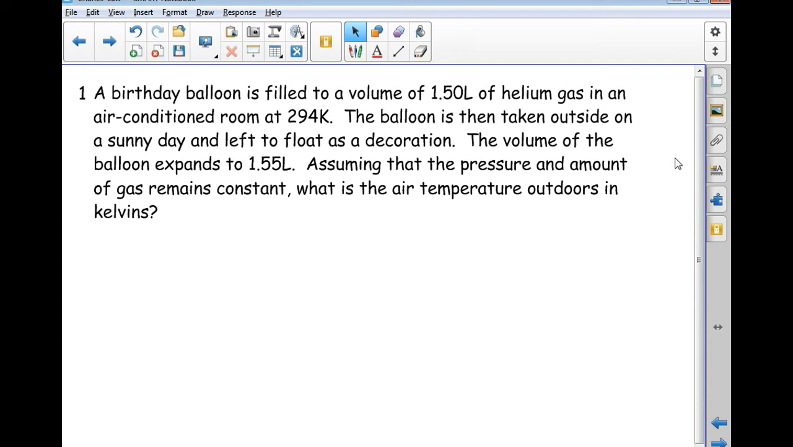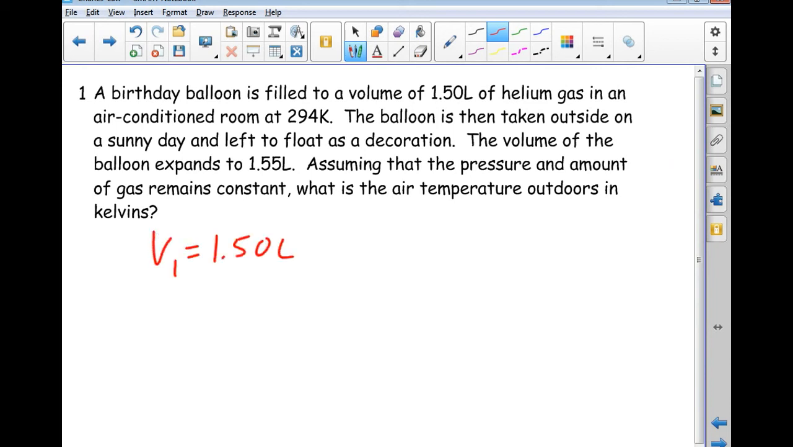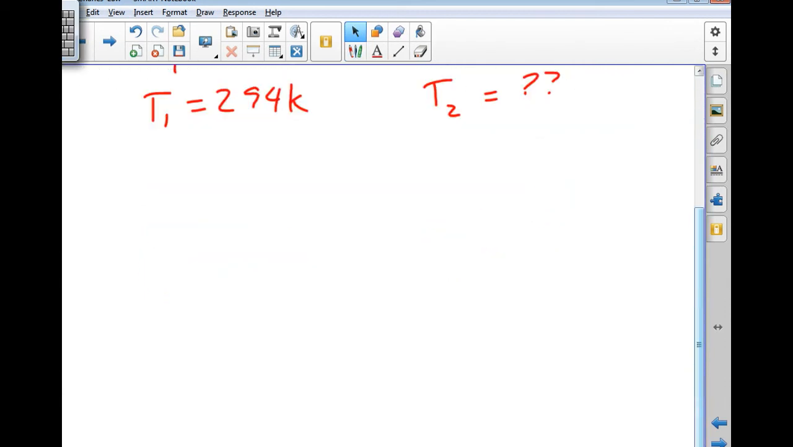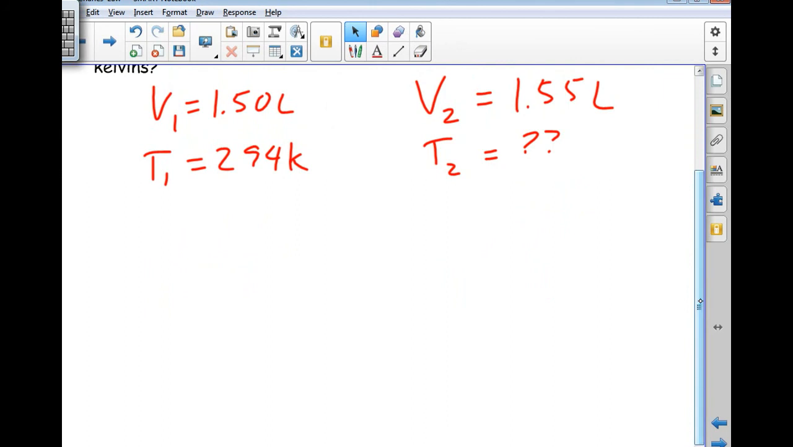What we're going to do first is list what we know. We know that the initial volume is equal to 1.50 liters. We know the initial temperature is 294 kelvins. We know that the new volume is equal to 1.55 liters. But we're trying to figure out what the temperature is outside. So now that we've got this information, we can plug it into our equation, and our equation is V1 over T1 equals V2 over T2.